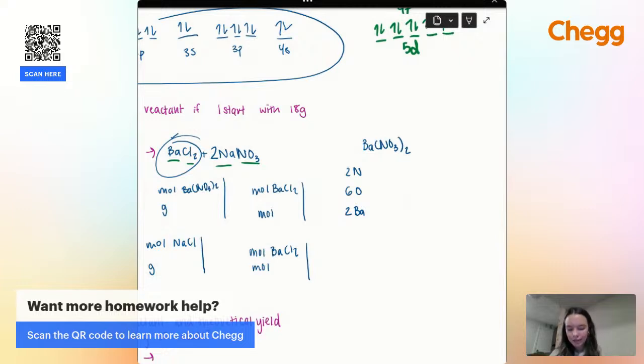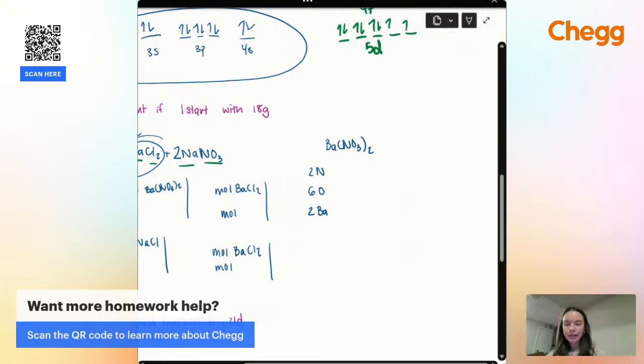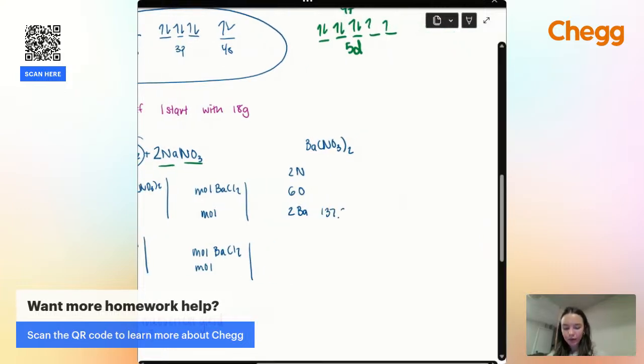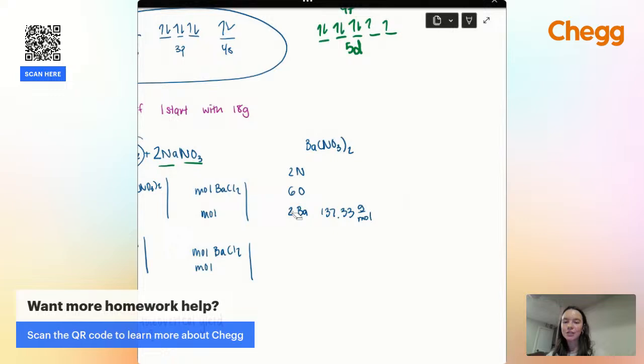So I look at the periodic table, and I have my molar mass of barium is 137.33 grams per mole. I have just 1 mole. I don't know why I wrote 2, just 1 mole, guys. 1 mole of that, O is 16 grams per mole, and we have 6 moles, so times 6 moles. And then I have 2 moles of N and 14.01 grams per mole.